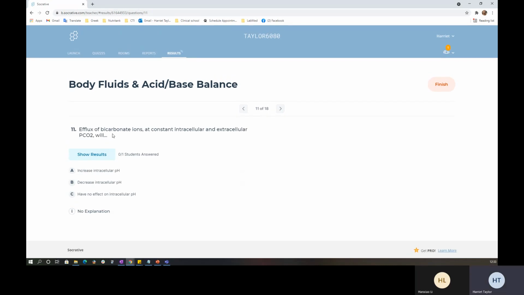So efflux of bicarbonate ions at constant intracellular and extracellular CO2 will do what? Will it increase intracellular pH, decrease intracellular pH or have no effect? What do we think? Getting rid of bicarbonate ions. The answer is it will decrease the intracellular pH because we're getting rid of our base, which means we'll be lowering our pH, making it more acidic. Next question.